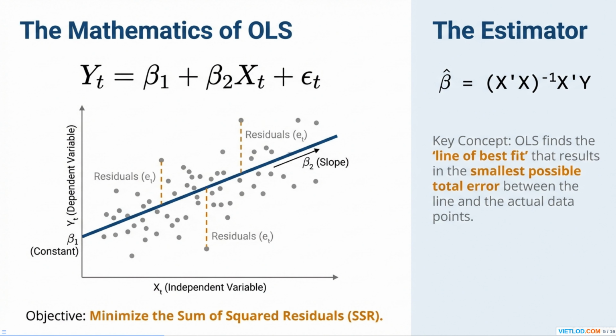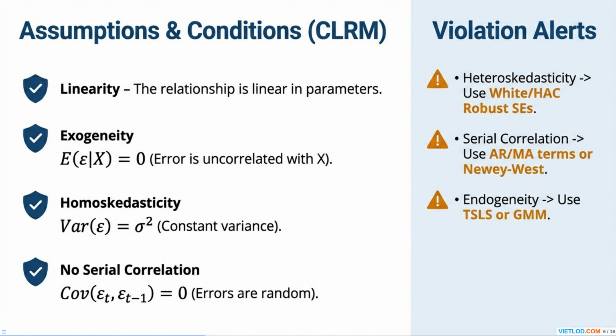However, for these OLS estimates to be truly reliable and possess desirable statistical properties, a set of underlying assumptions must be met. Let's delve into those crucial conditions next. The classical linear regression model, or CLRM, relies on several key assumptions for ordinary least squares to provide reliable estimates. These include linearity, meaning the model is linear in its parameters, exogeneity, where the error term is uncorrelated with our independent variables, homoscedasticity, implying a constant variance for the error term across all observations, and no serial correlation, which means errors are random and not correlated with their past values.